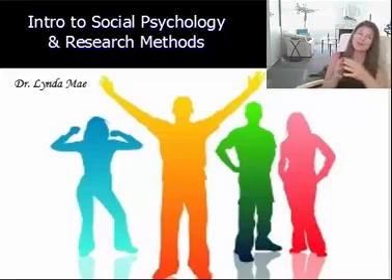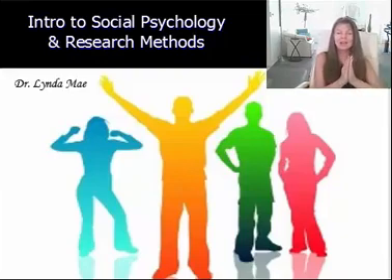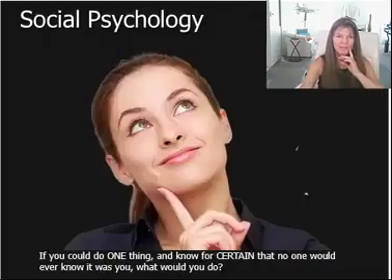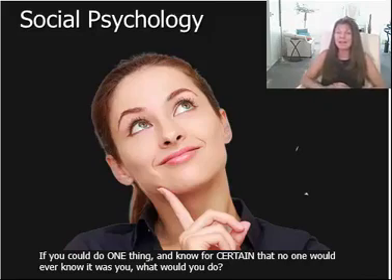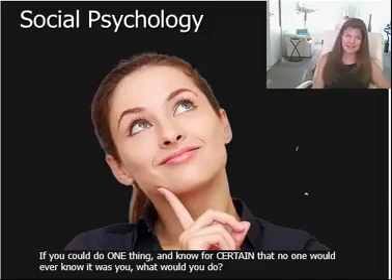Okay, so welcome to our first lecture, Introduction to Social Psychology and Research Methods. If you could do one thing and know for certain that no one would ever know that it was you, what would you do? Give a number of people a way to submit answers to this question anonymously. It really brings out the best and the worst in people, but mostly the worst. If you ask enough people, you might get an answer like this.